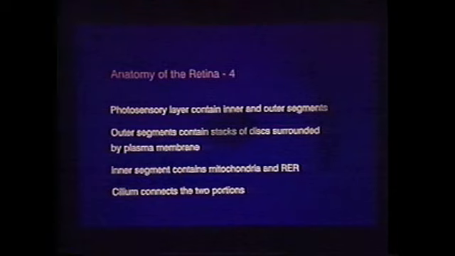The inner segment of these contains the mitochondria and the rough endoplasmic reticulum, and the two portions are connected with a cilium. This is a photomicrograph showing the outer part connected to the inner part, and it shows the large number of discs upon which the photopigment rhodopsin lies.